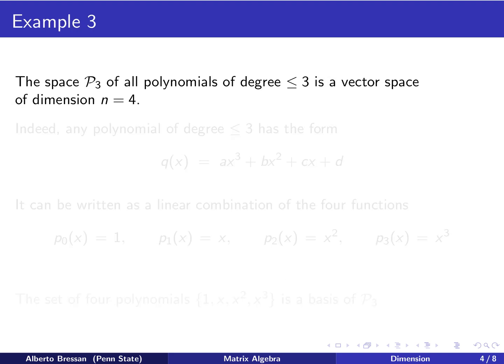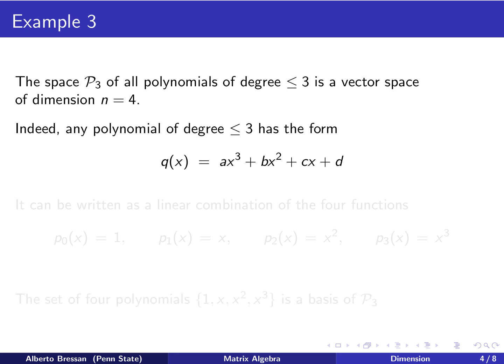Now let's take an example of a vector space of smooth functions. Let's consider a space we call P3. P stands for polynomial, and 3 stands for the highest degree, which is 3. So this is the set of all polynomials of degree less than or equal to 3. This is a vector space of dimension 4.